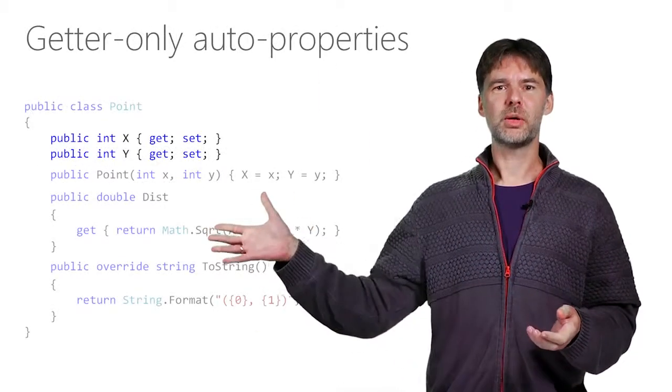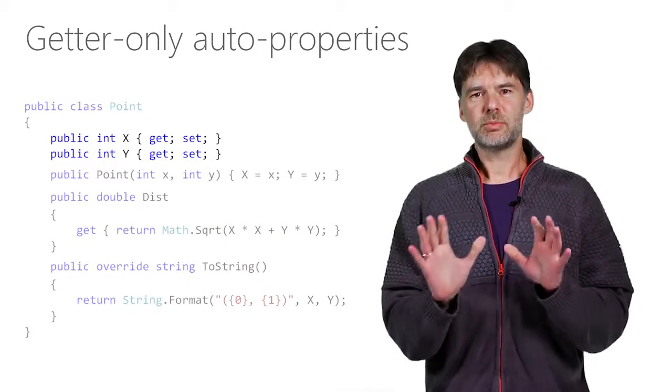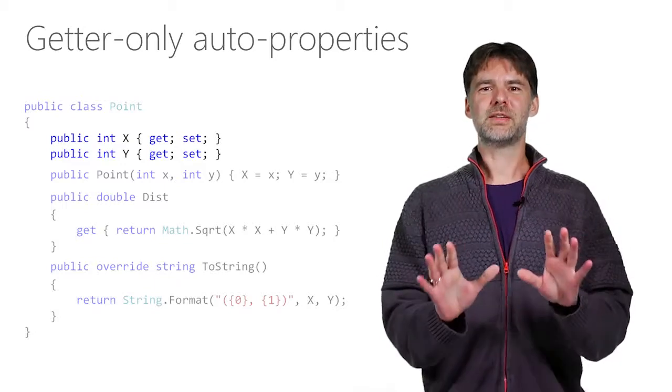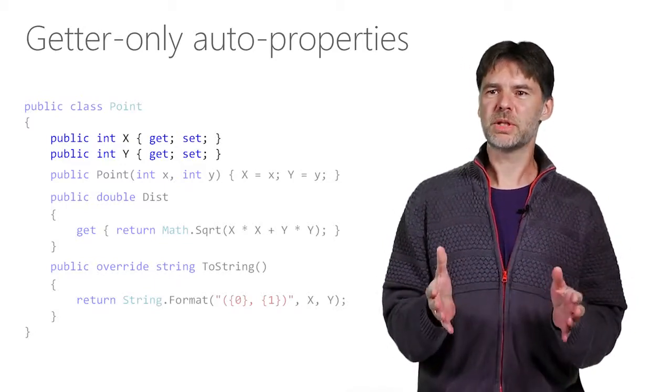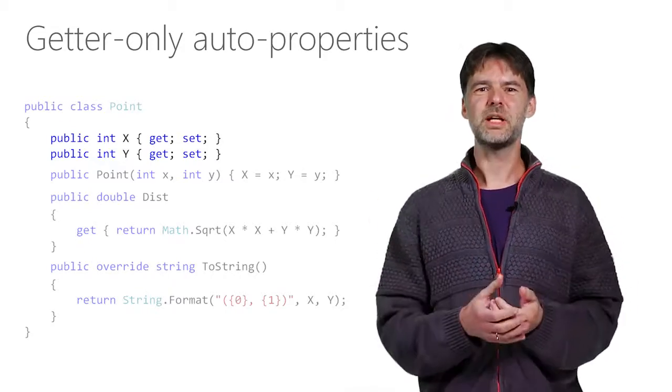We'll start out with auto properties. Currently, auto properties need to have setters, and this kind of puts immutable data types at a disadvantage. That's a shame because there are all kinds of good reasons to use immutable data types, and we shouldn't get in the way of that.